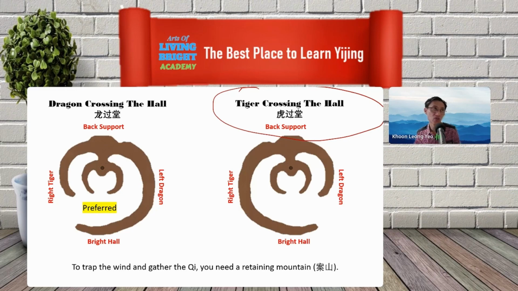Darren says sometimes they tell you it's normal. Yeah, if it's normal, okay lor. Who are we to say it's not normal, right? If it's normal to them, okay, so be it. So if you like this kind of benefit that I mentioned that is brought about by the dragon crossing the hall, then go for that. Go for that. Okay.